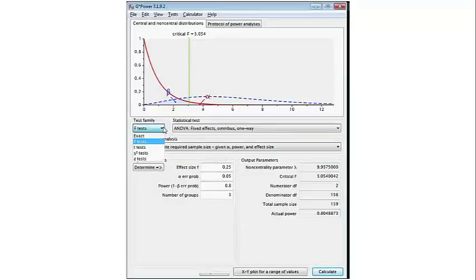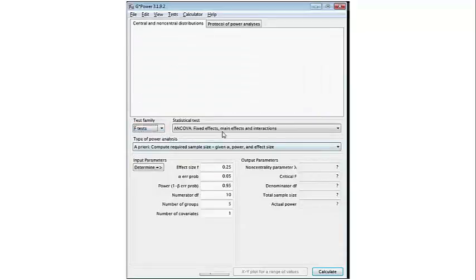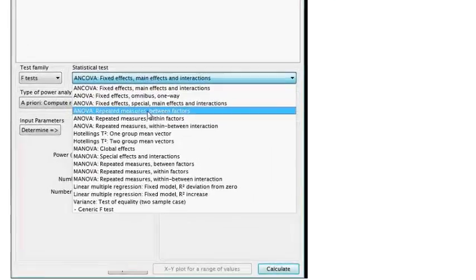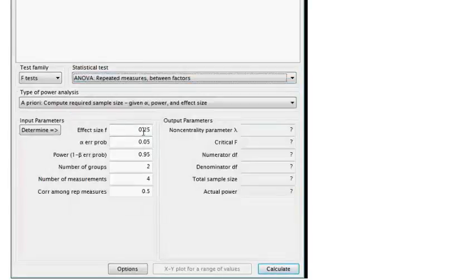So let's say you're going to do a mixed ANOVA. That means you got repeated measures and you have the between group. So that would be, where's that one? Right there, repeated measures, between factors. So that means you got a within group and a between group. That's your mixed ANOVA. Same thing. It gives you a medium effect size. Cut the power down to 0.8.